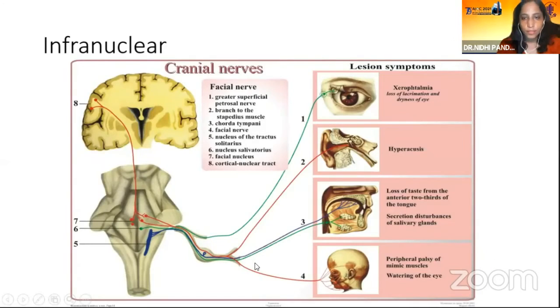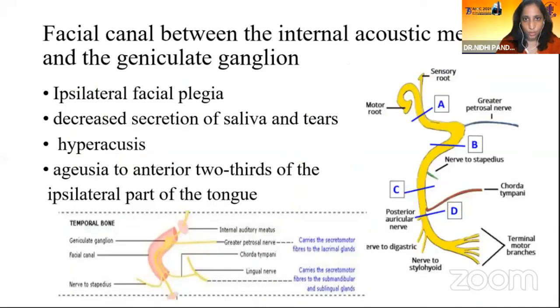Now, when it comes to the infranuclear portion, the sensory, motor, or the parasympathetic functions may be involved to various degrees depending on the level of the lesion. So if the part between the internal acoustic meatus and the geniculate ganglion is involved, all the sensory, motor, and parasympathetic functions will be affected, leading to not just facial paralysis, but affection of salivation and lacrimation. There will be hyperacusis and loss of taste sensation from the anterior two-thirds of the ipsilateral part of the tongue.